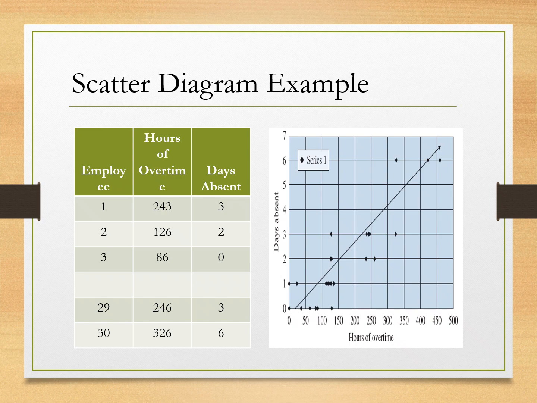An example of a scatter diagram plots 30 employees' overtime hours versus days absent. The pattern might reveal if more overtime causes exhaustion and sick days, or if factors are unrelated. Scatter diagrams force us to test assumptions against reality. Combined with other tools like interviews or cause and effect diagrams, we can have the complete picture of the real issue.